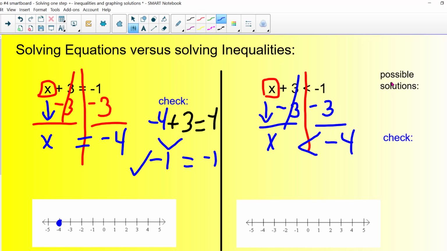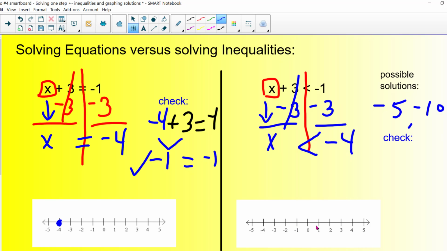So let's list some possible solutions first before we graph it. What are some numbers that are less than negative 4? Can I use negative 4 as a solution? No, it's not in this case. Remember, that's our boundary point. That's our limit. We can't go past that number. But what are some numbers that are less than negative 4? Well, we have negative 5, negative 10, negative 1 million. All those numbers are less than negative 4.